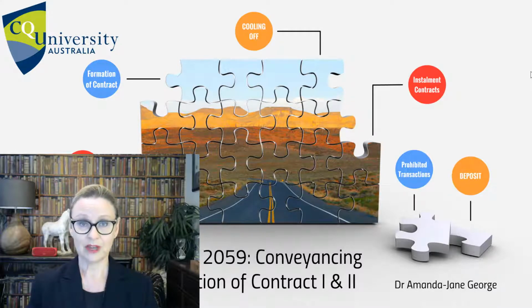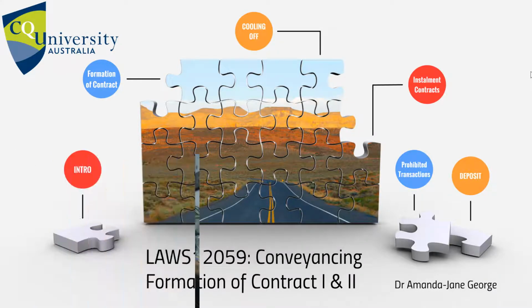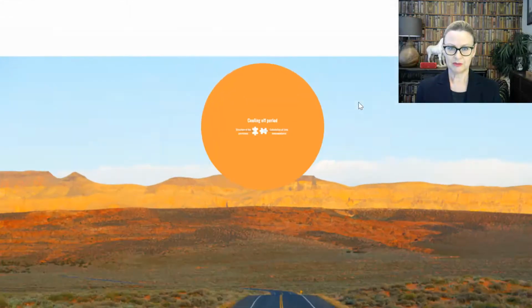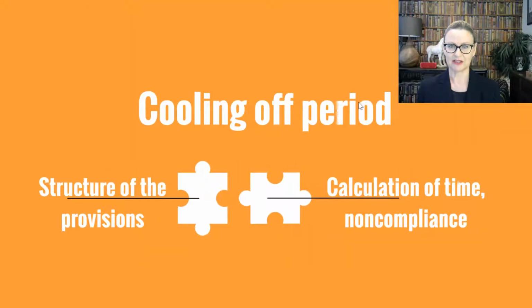So the first thing we need to look at is the cooling off period. If we zoom in through the desert, we arrive at our large orange slide, and that is very orange and it's probably hurting your eyes, so I'm sorry about that. We can see that we need to look at two main things, which is the structure of the cooling off provisions and calculation of time, and also finally really what happens when you don't comply.